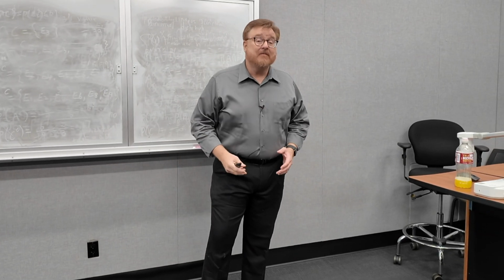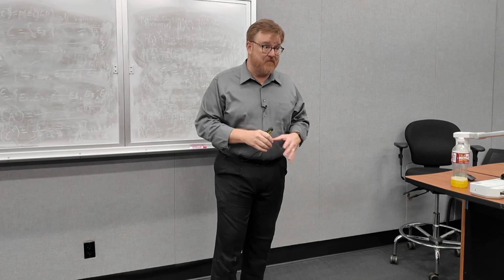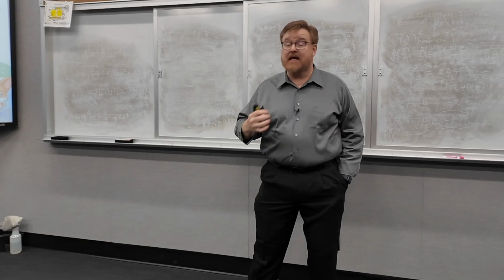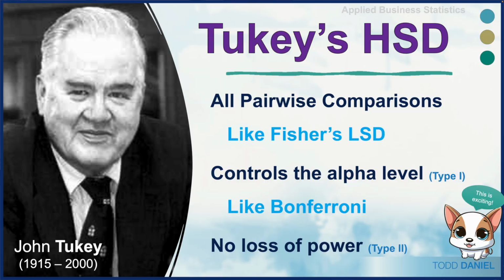What can we do? This is the follow-up test that I'm going to recommend that we do. Tukey's HSD, where HSD stands for honestly significantly different. We're still going to compare A to B, B to C, C to A, all of those mean differences. When we're using Tukey's HSD, we get the pairwise comparisons the same way we get with Fisher's. We control for the alpha level of type 1 like we would with Bonferroni, and there's no loss of power, so we control for type 2 errors. We get honestly significantly different follow-up tests.